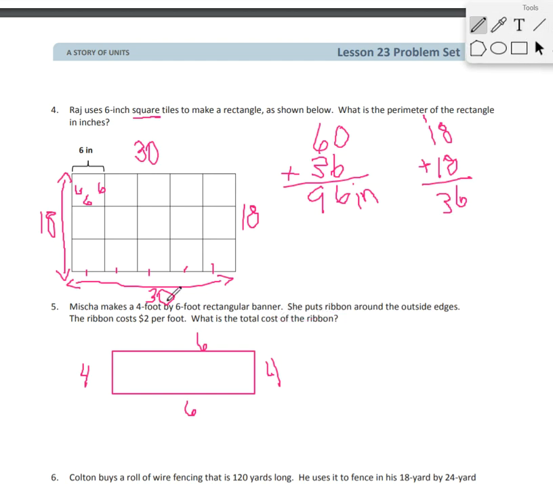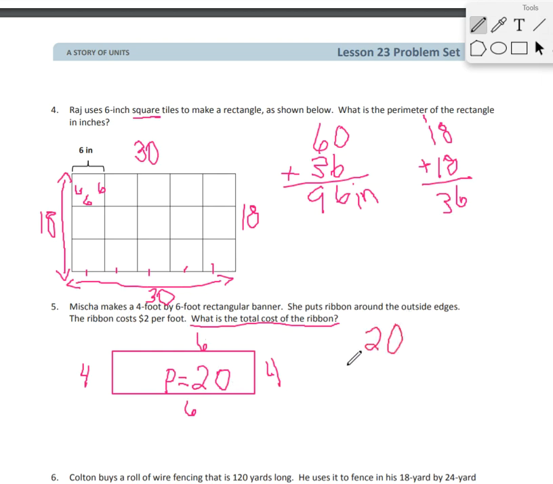But in order to find the total cost of the ribbon, we need to find the perimeter of this shape first. So we have 6 and 6, that's 12. 12 and 4 more is 16. 16 and 4 more is 20. So now we know that Misha used 20 feet of ribbon.